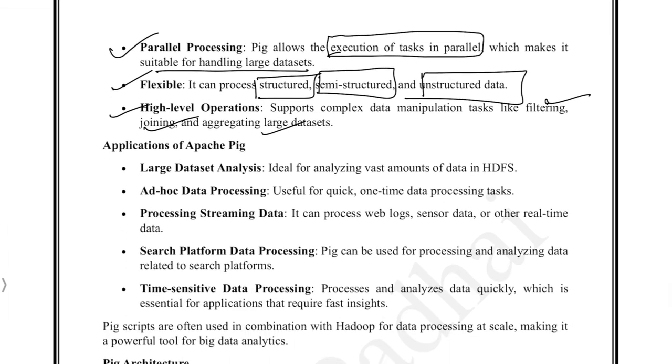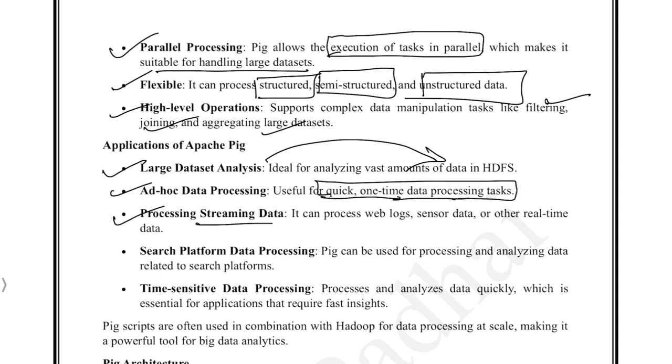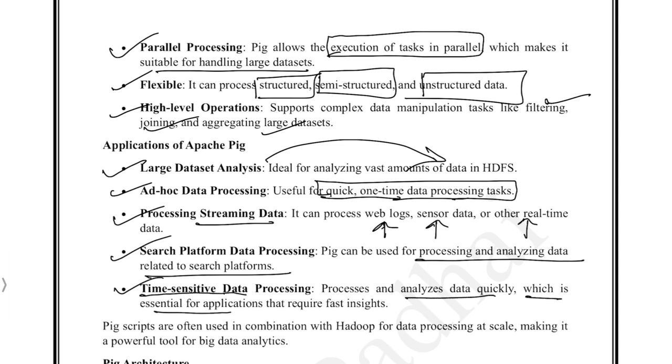Now the applications. First is large data set analysis, which is mainly built on top of HDFS. Next is ad hoc data processing, which mainly helps in quick one-time data processing tasks. Processing streaming data is nothing but your weblogs, sensor data, and other real-time applications. Next is search platform. Search platform is mainly used for processing and analyzing data trends. And also time sensitive, which requires and analyzes data quickly, which is essential for applications that require quick insights.